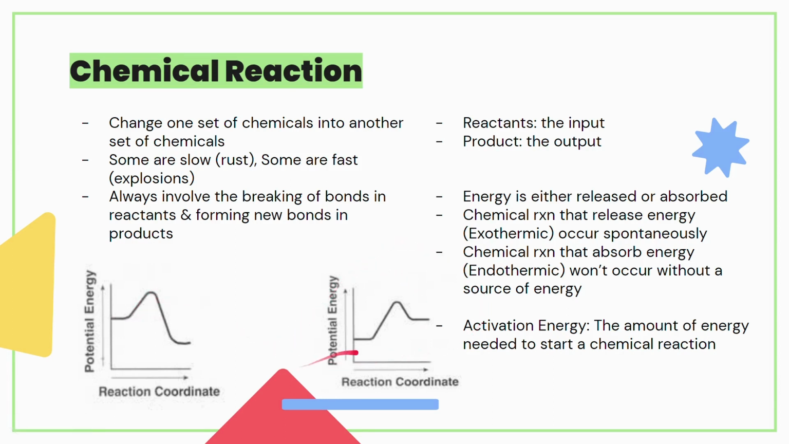Here we can see an endothermic reaction, and we know that it's an endothermic reaction because there's more energy at the end of the reaction than there was at the beginning. And here you can again see the activation energy needed. Now that we've gone over the basics of chemical reactions, we can move on to enzymes.